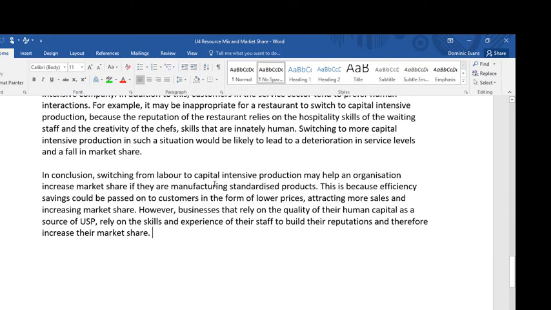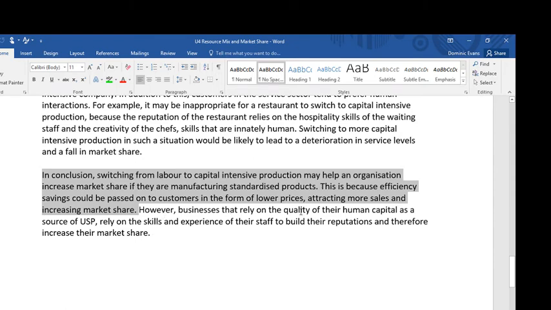So, in conclusion, switching from labour to capital-intensive production may help an organisation increase market share if they're manufacturing standardised products. This is because efficiency savings could be passed on to customers in the form of lower prices, attracting more sales and increasing market share. Okay, so a clear summary of the points that I analysed.